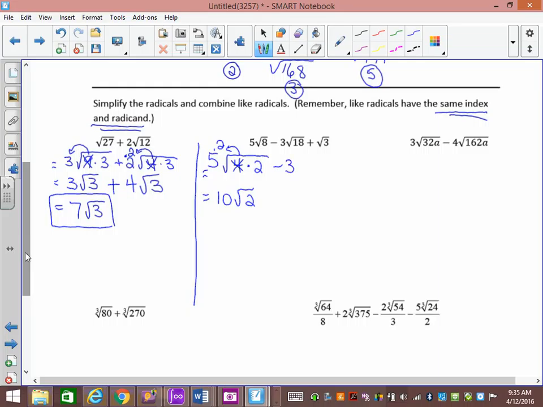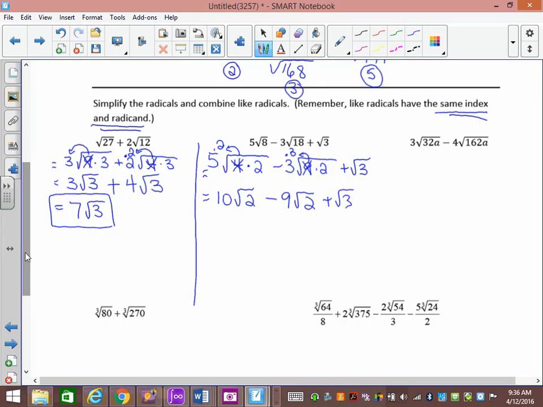Minus 3. 18, what can I break it into? Elizabeth, what can I break it into? 9 and 2. I take that 9 out and it becomes a 3, because the square root of 9 is 3, and I multiply them. So I get negative 9 root 2, and then plus root 3. Is plus root 3. There's nothing I can do.